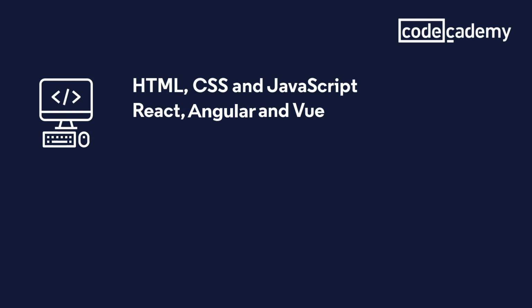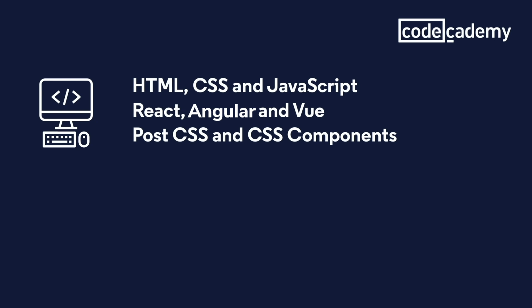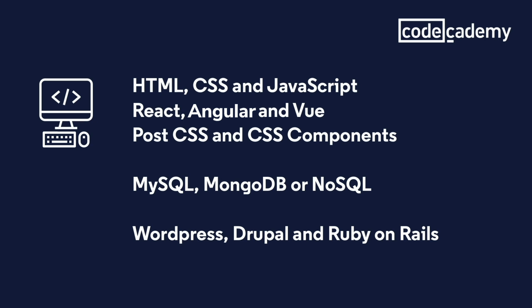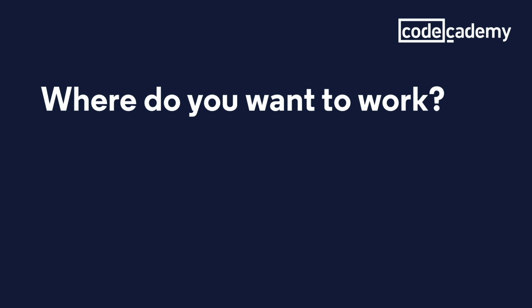These could include JavaScript libraries like React, Angular, and Vue, with any number of helper libraries for the HTML and CSS, like PostCSS and CSS Components. For the backend, many common favorites are PHP, Ruby, and Node.js, with databases like MySQL, MongoDB, or Postgres. So how do you know which path is right for you?